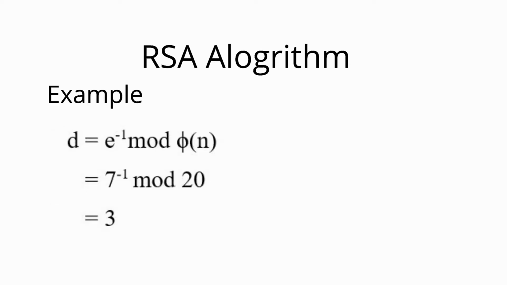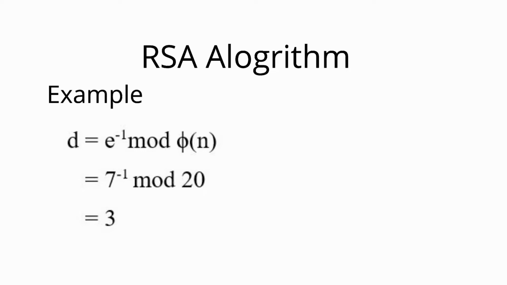Now it's time to calculate the value of d. We have a formula for d. Here substitute the values of e and phi n. Here d equals 7 inverse mod 20. It gives d equal to 3.